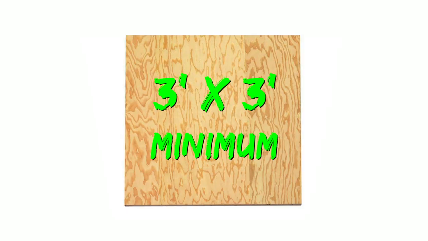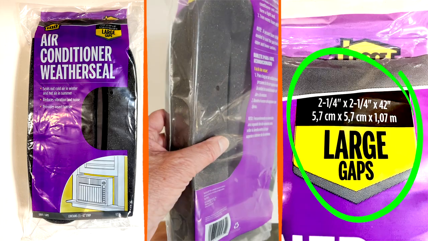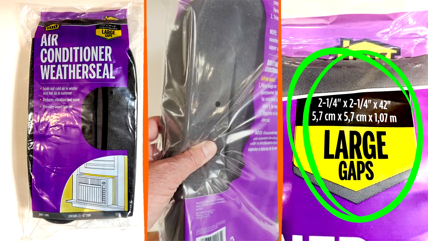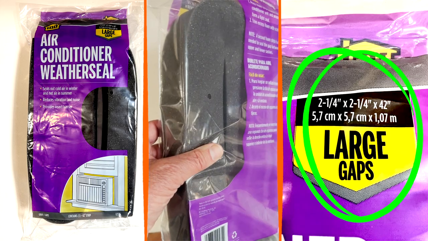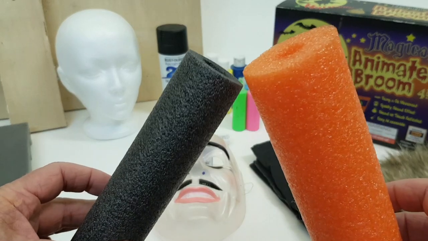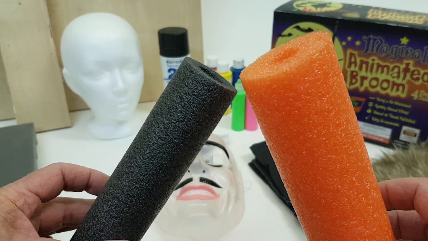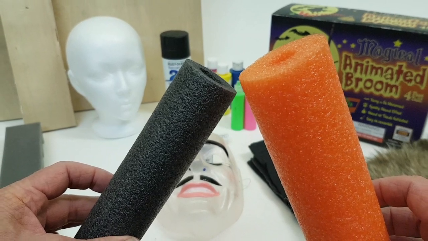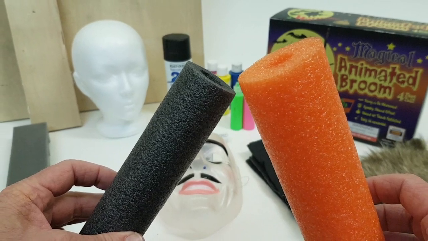A piece of plywood with a minimum measurement of 3 feet by 3 feet. And enough soft foam to go around the perimeter of that piece of plywood. This air conditioner weather seal found in the weather stripping section of your hardware store is ideal. You can use foam pipe insulation or pool noodles. However, a softer foam will give you better results.